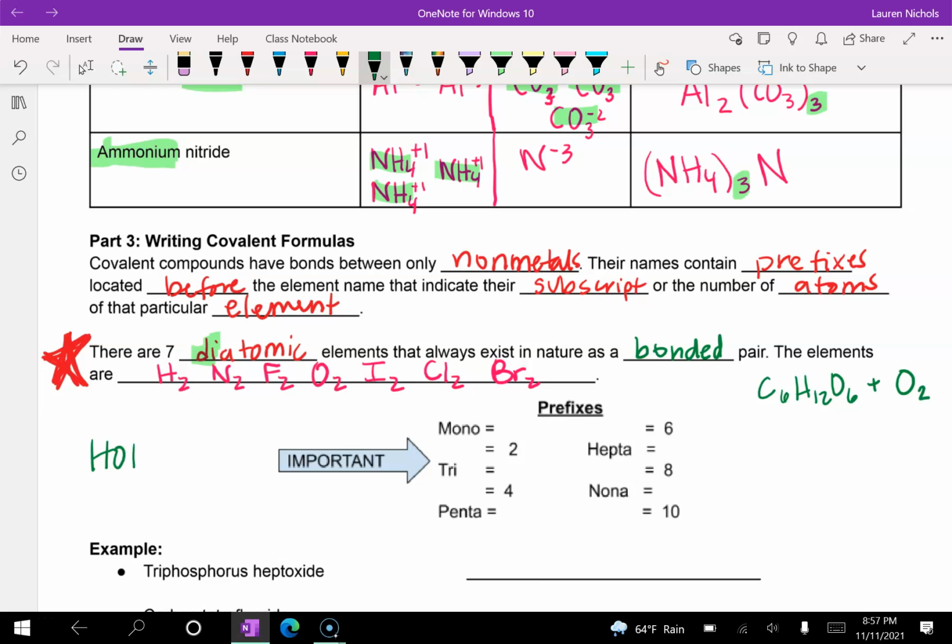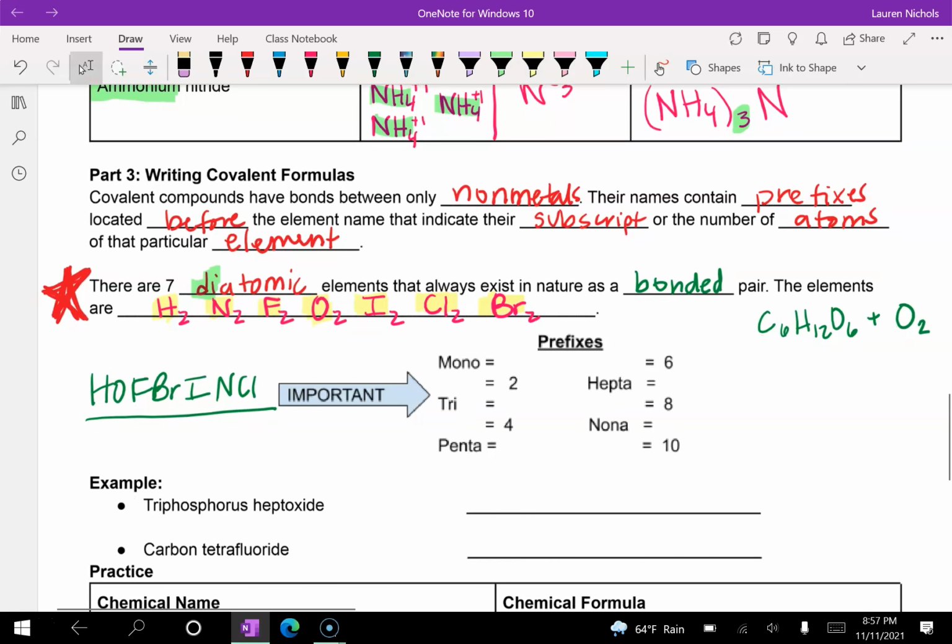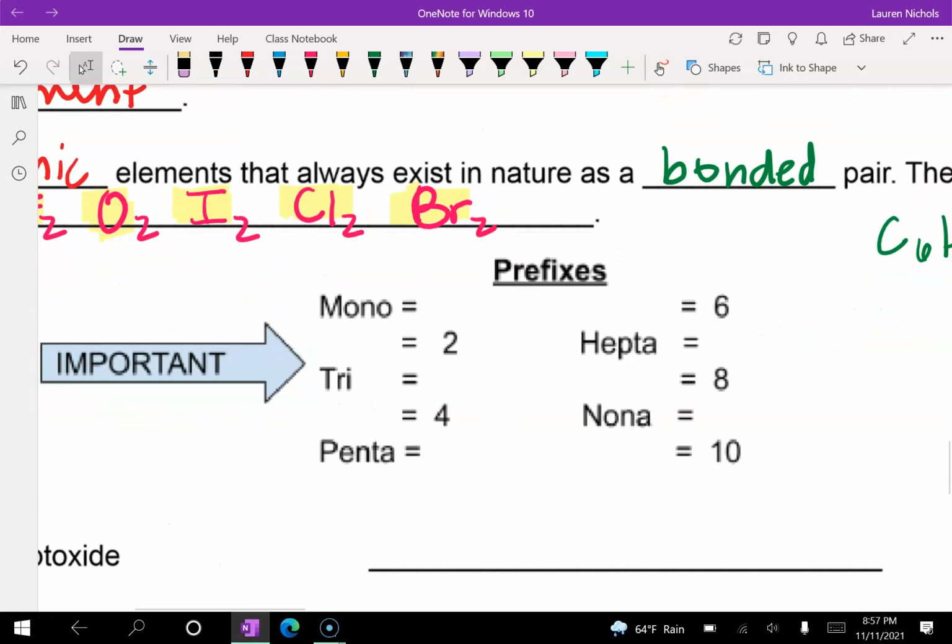Now, my high school teacher would rearrange it, and he would say that there was a mad scientist whose name was Hofbrinkel, and he would spell it like this, and that's how you would remember it. You would just kind of sound it out. But my college professor would say to have no fear of ice cold beer. And honestly, that just kind of stuck with me. Not quite appropriate for high school, but y'all know y'all are underage. You shouldn't be drinking that anyway. So let's pretend that it's butter beer from Harry Potter.